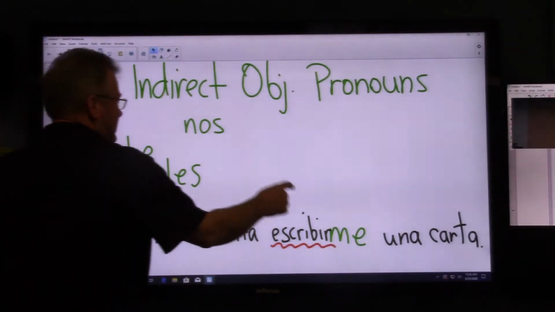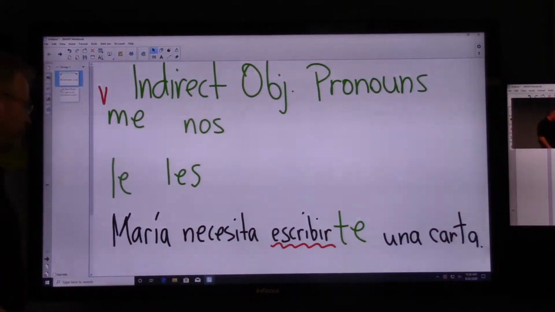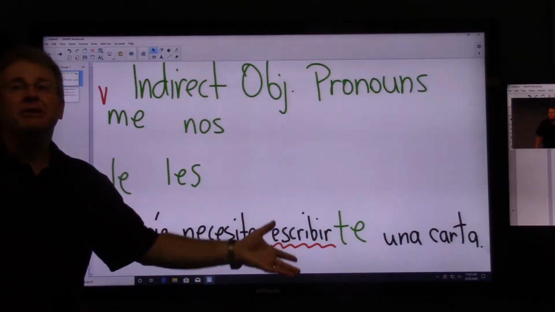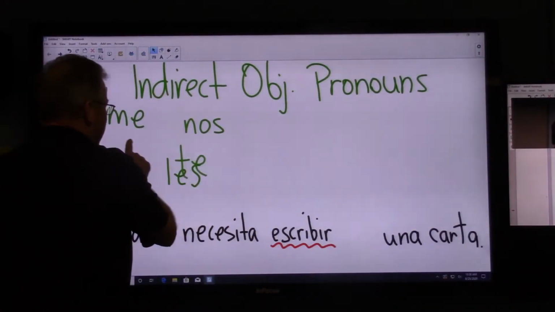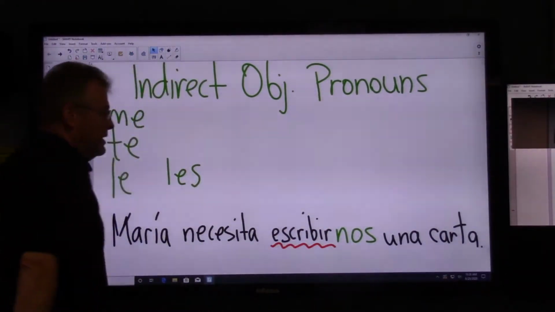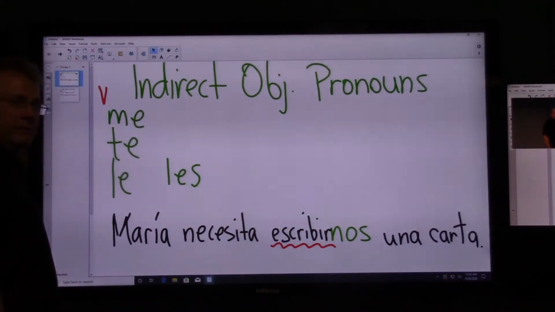And again, I can swap these out. If I were to swap out the me with the te, now to whom is she writing a letter? María necesita escribirte una carta. She's writing a letter to you, or needs to write a letter to you. María necesita escribirnos una carta. Maria needs to write us a letter, right?